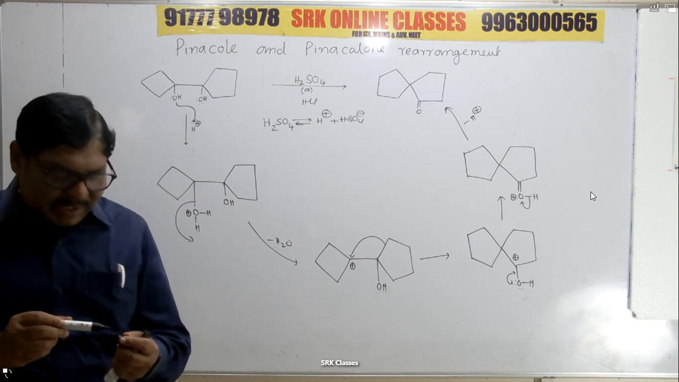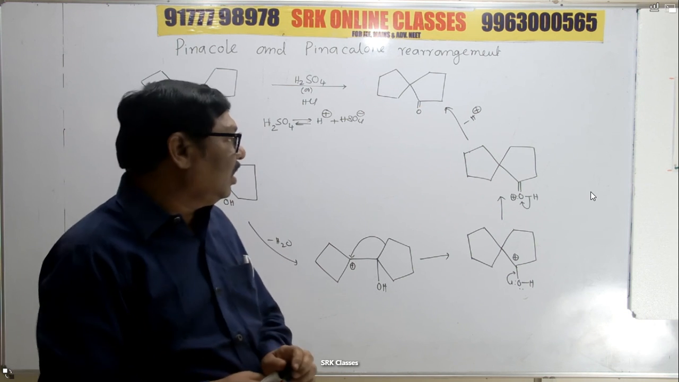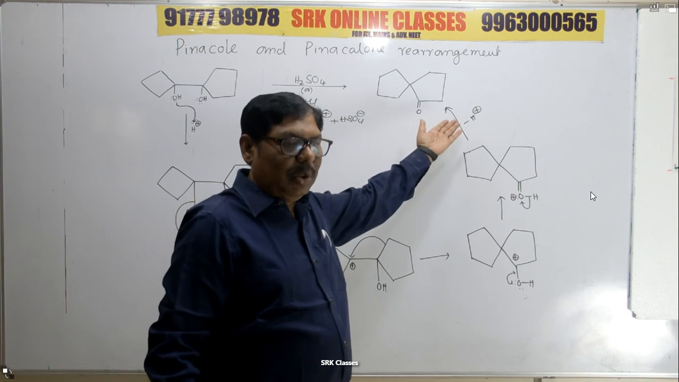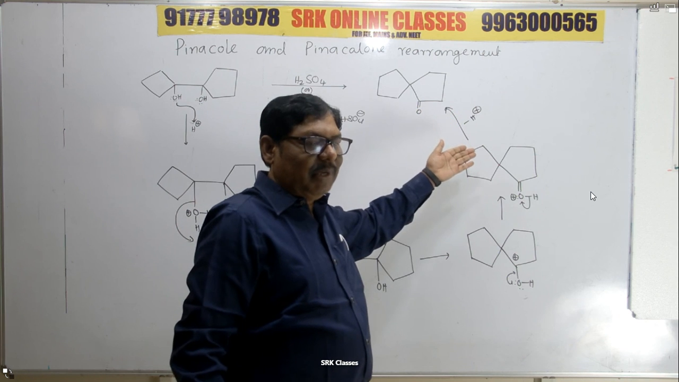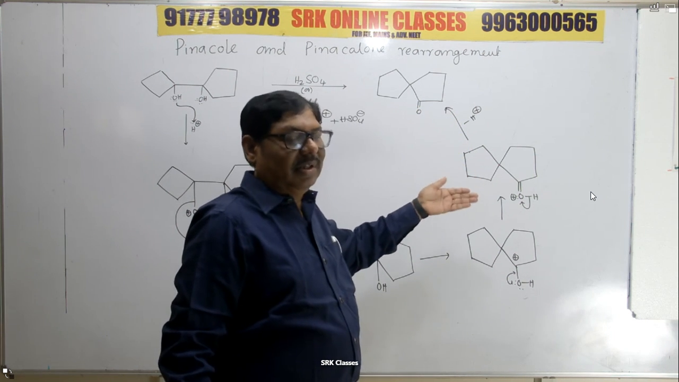So this is the second application part. Cyclic compounds with diols are converted into spiroketones. Right? This is the second example. So we will continue with the third application part.